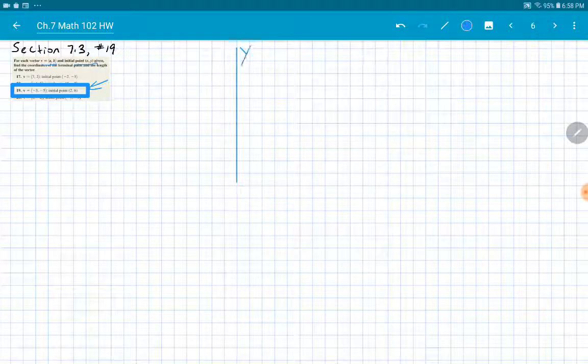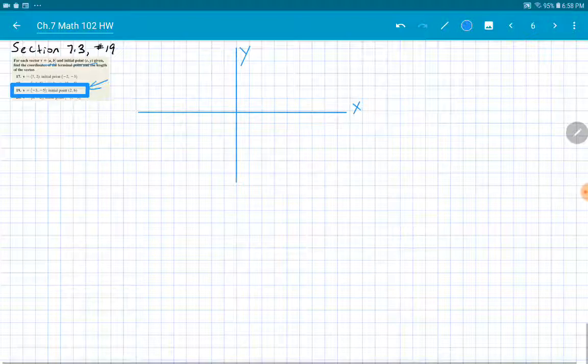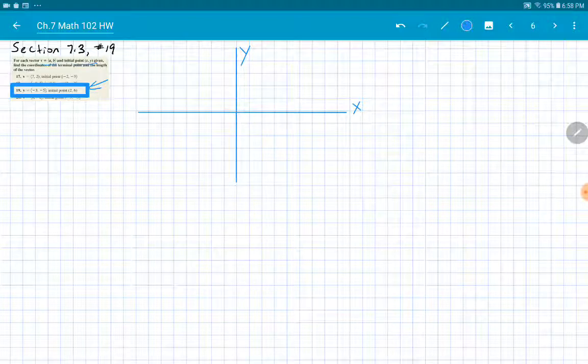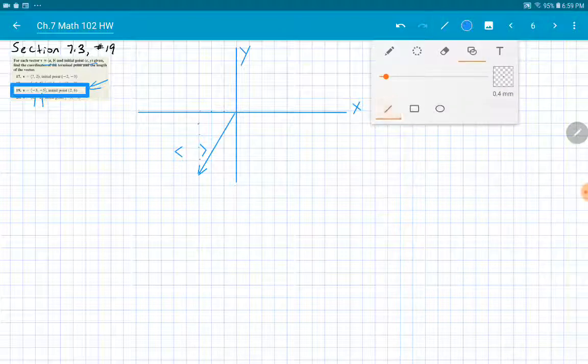So let's start with a y and x axis, and the position vector starts at the origin, so that goes back 3, 1, 2, 3, and down 5, 1, 2, 3, 4, 5. So the position vector looks like that. So that's a horizontal component of -3 and a vertical component of -5. But it's not the position vector. So this vector right here is that position vector.